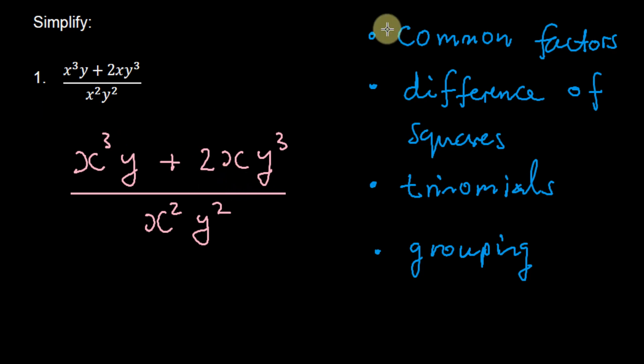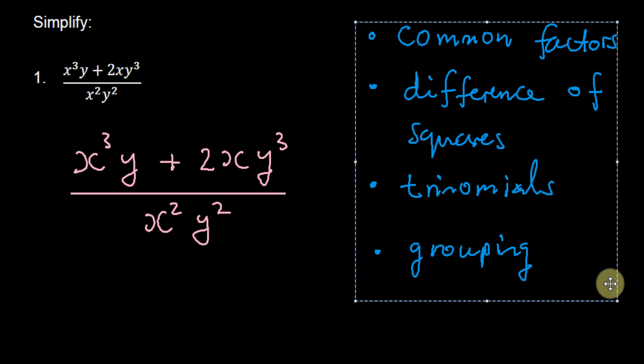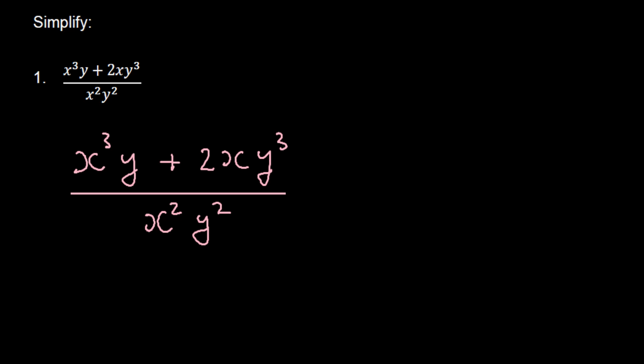So let's look at number one here. Also important, we always first look for common factors. So in this algebraic fraction, we have a common factor in the numerator. The common factor here will be xy. So we take out the x with the lowest power, this is x to the power 1, as well as the y with the lowest power, this is y to the power 1. So we can take out xy as a common factor.